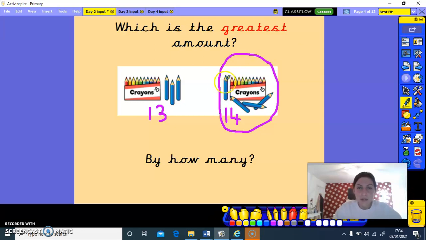How much more is 14 than 13? How many more pencils did I have? I've got 10 and 10. And then I can see that I have 1, 2, 3 here. And over here I have 1, 2, 3, 4. So I have got 1 more pencil. So it is greater by 1.